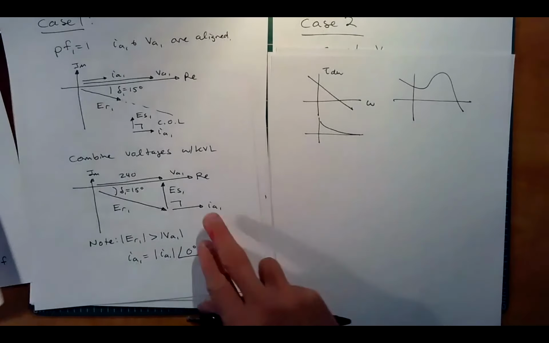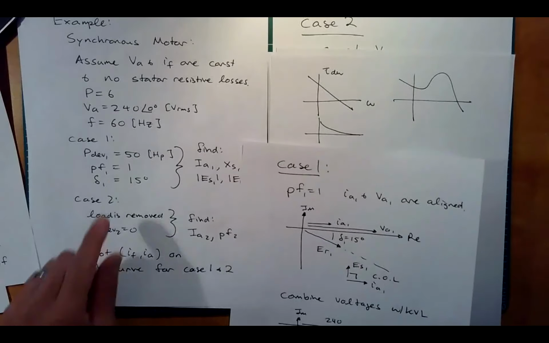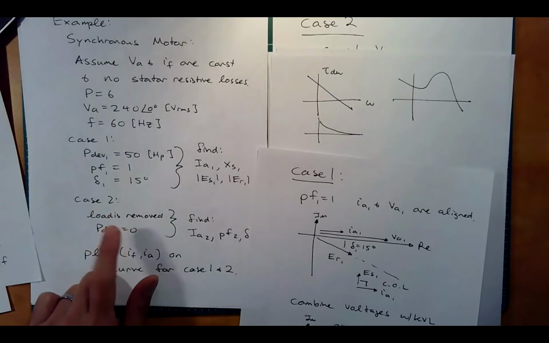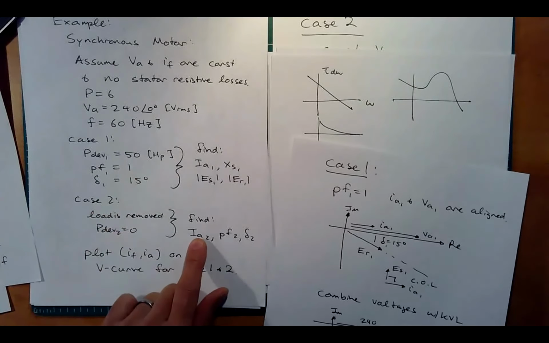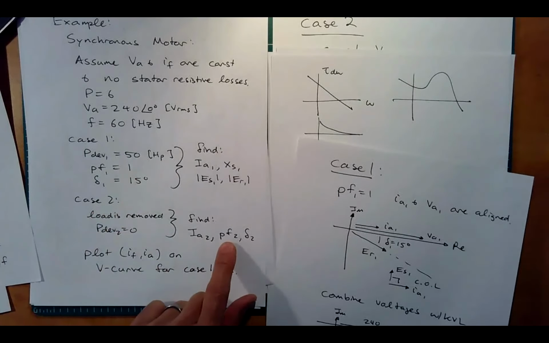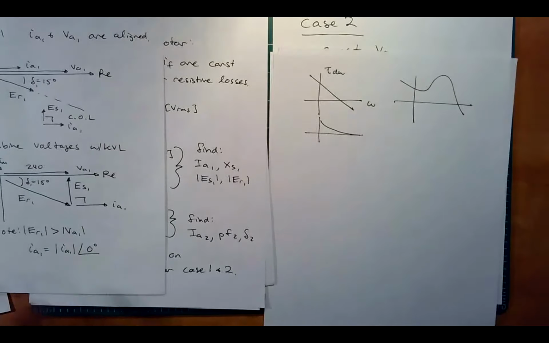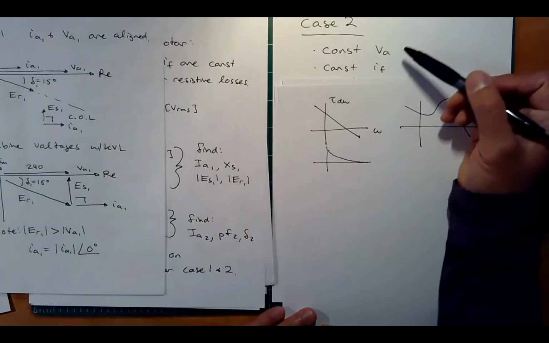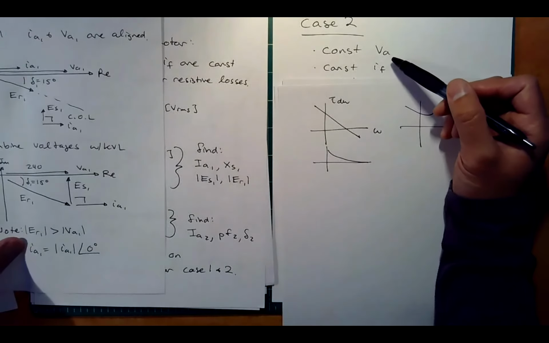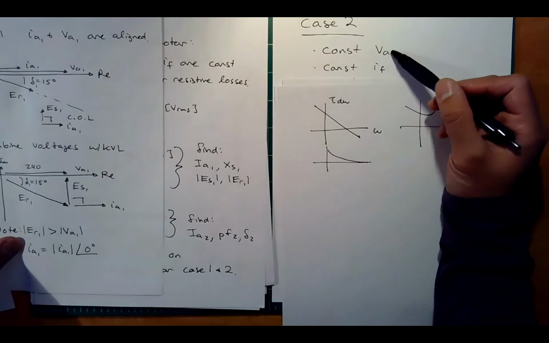So case 2, what do we have? Case 2, we have no load now. Now we've got to find the current again, the new torque angle, and the new power factor. All right. So if we have no load, we have to remember what's constant though. Well, it was given to us that the voltage and the field current is constant, right? Assume VA and IF are constant.